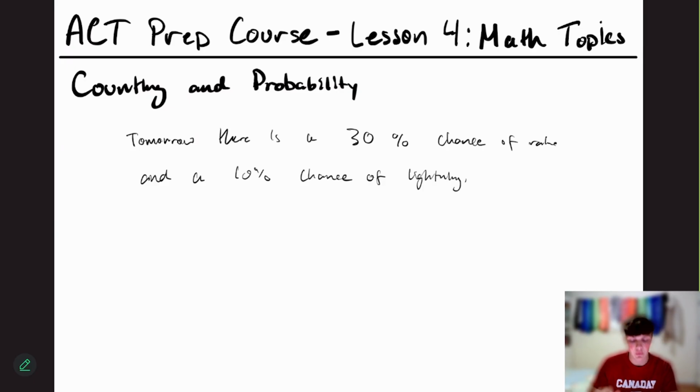What are the odds you get rain? Just think about the first condition. We have to break this into 2 conditions, rain and lightning, separate conditions. What are the odds there's rain? Well, it's 30%, so 0.3, or 3 in 10. Those are the odds that there's rain.